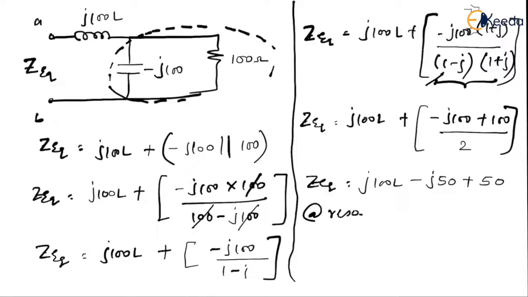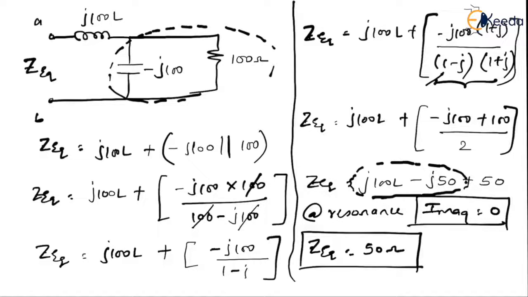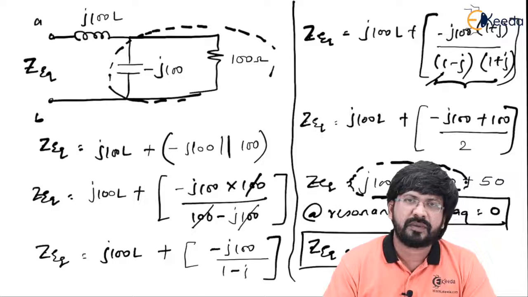Now at resonance, imaginary part becomes 0. Imaginary part becomes 0 means you have to ignore these two terms because they become 0. So what is left? Z equivalent is always a real part. So at resonance, I can say Z equivalent is simply 50 ohms. So 50 ohms is the correct answer, which is the impedance seen between two terminals A and B when the applied voltage and the supplied current come in the same phase. That's what we actually call resonance.